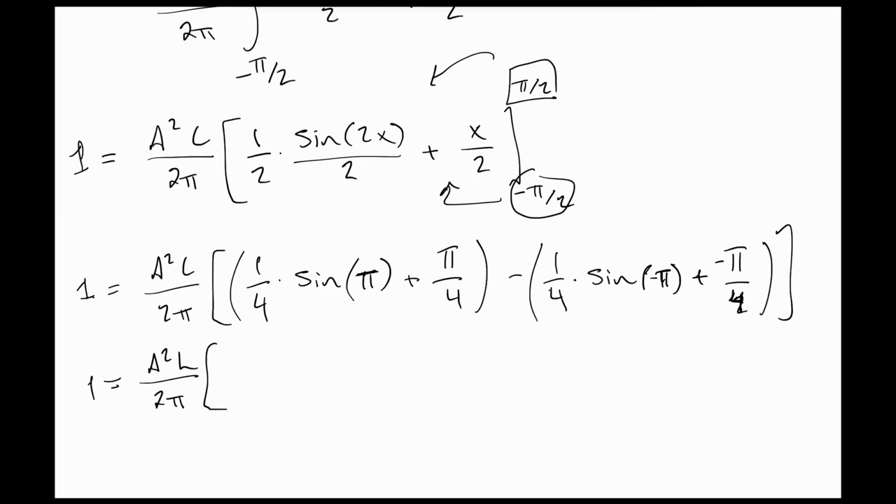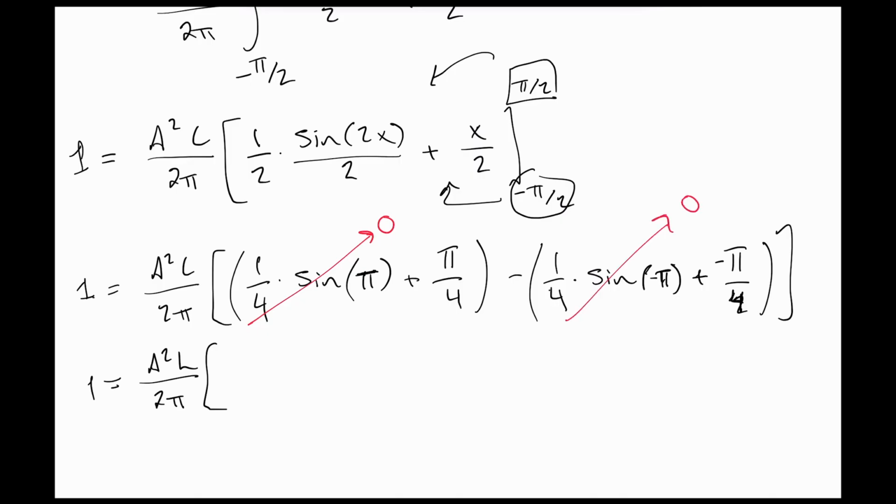Okay, boom. Sine of pi, let me actually check what sine of pi is. I think it's 0. Sine pi equals 0. So sine of pi equals 0. This entire thing equals 0. Let's do sine of negative pi, which should also equal 0. So this entire thing also equals 0.